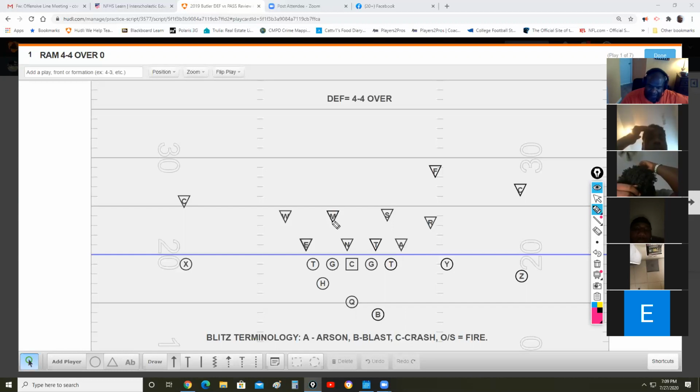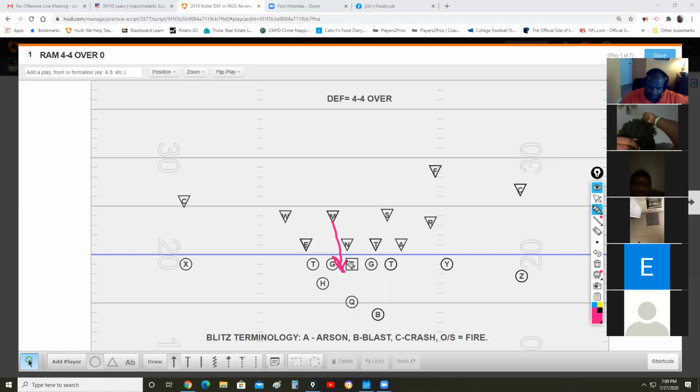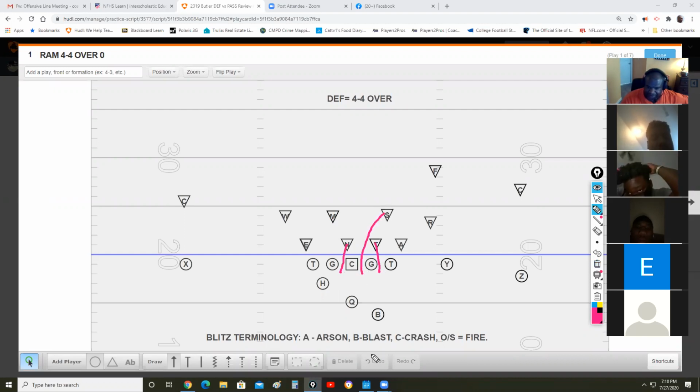This is called Mike Arson. A lot of times when they do Mike Arson, that nose will slant across the center's face. So more than likely when they're doing a blitz, the defensive line gives that gap to the blitzer. You see the nose go to positive A and this Mike to negative A. All right, let me show you Sam Arson. Tackle goes here, nose goes here, Sam comes here. Y'all seen that before, haven't you? Okay, so that's Sam Arson.